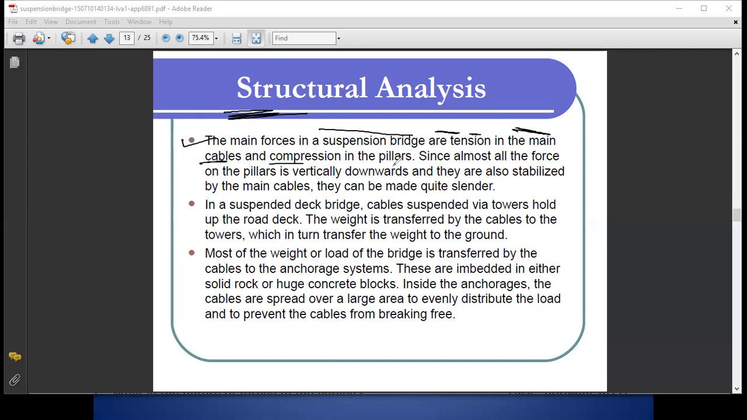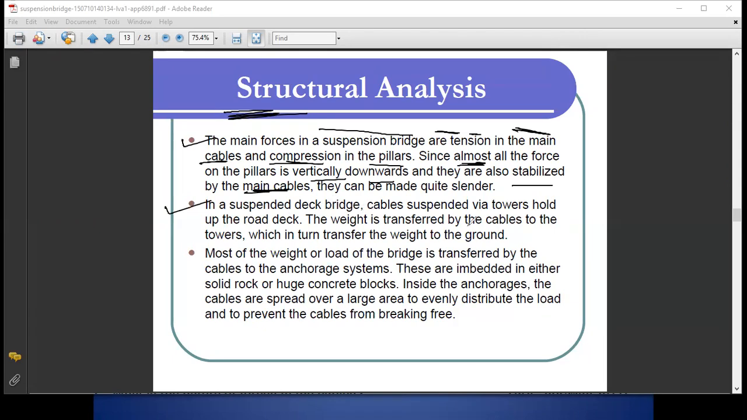And compression in the pillar, because the pillar or vertical element that is called a pylon or the tower is nothing but acting like a column. So a column is nothing but a compression member. So pillars are also considered as compression members. So the main force in the cable is tension, and in case of the pillar or the tower, that is vertical support, it is carried by compression. Okay, so it is almost like a column. The column is loaded vertically downwards, and they are also stabilized by the main cables. Okay, suspension cable.